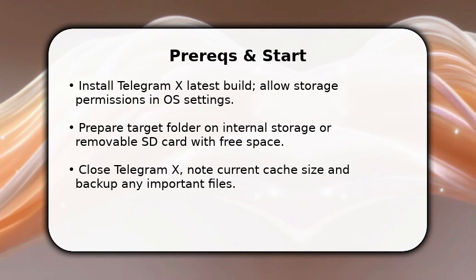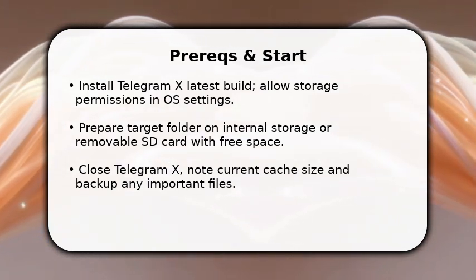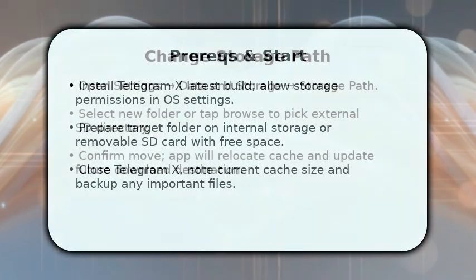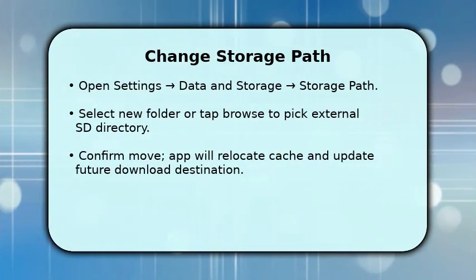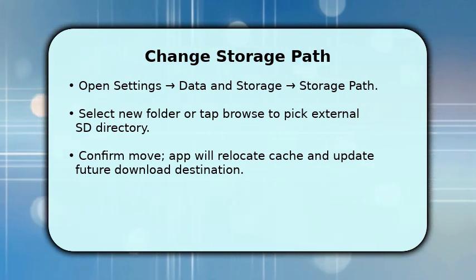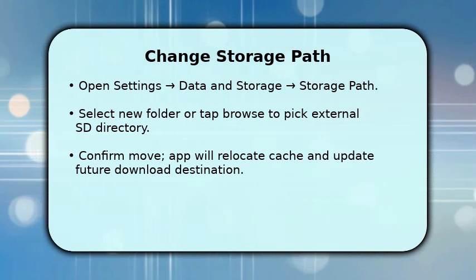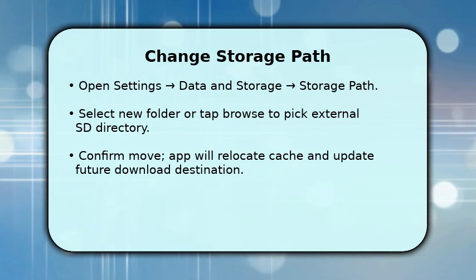Next, open the app and go directly into the settings to begin switching the path. Open Telegram X and navigate to Settings, then Data and Storage, and find Storage Path. Tap to change and choose the folder you prepared. If picking an SD card, use the built-in file picker to grant access. Make sure you select a dedicated Telegram folder so files aren't mixed.